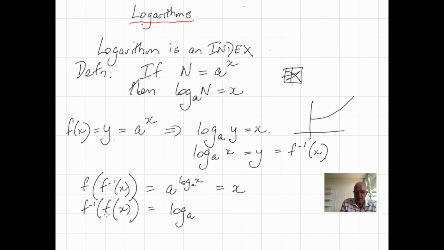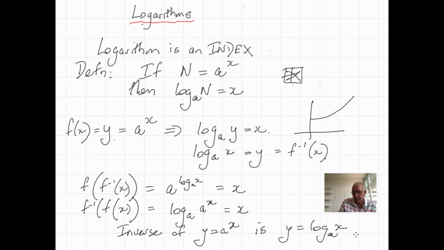Now instead of that x, I'm going to write the original function, which is a to the x. So you've got the log of a to the x to base a. What is the power you must raise a to to get a to the power of x? Well, that must be equal to x. So we've shown now that the inverse of y equals a to the x is y equals log x to base a. So these are both inverses of each other.